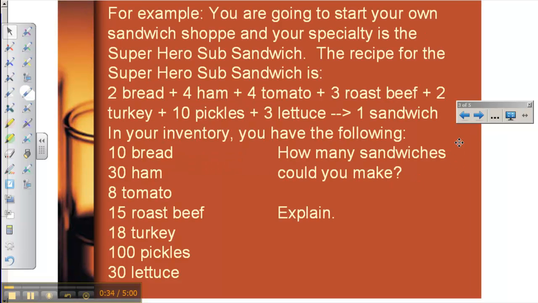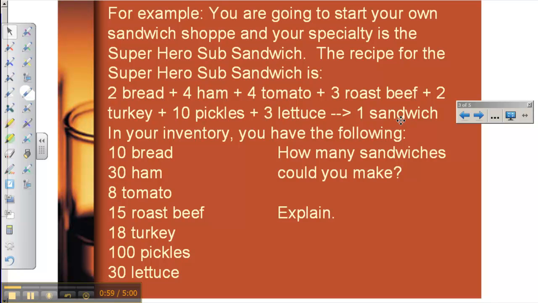If you're going to start your own sandwich shop, notice it's spelled all fancy, and your specialty is your superhero sub sandwich. So here's your recipe. 2 slices of bread plus 4 slices of ham plus 4 slices of tomato plus 3 slices of roast beef, 2 slices of turkey, 10 pickles, 13 pieces of lettuce, and that gives you 1 sandwich.